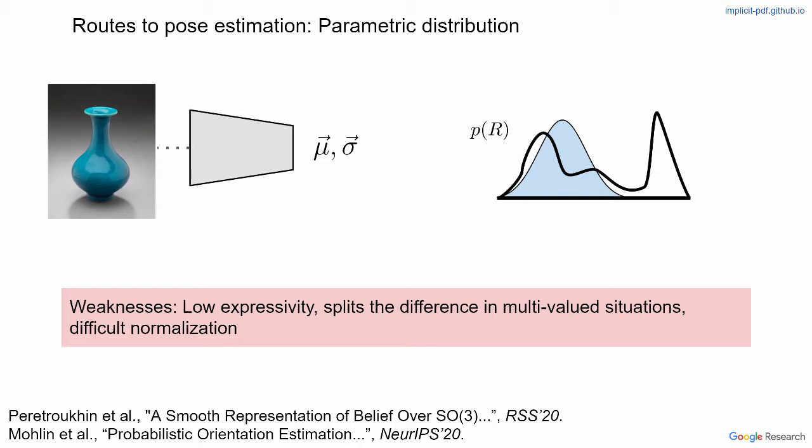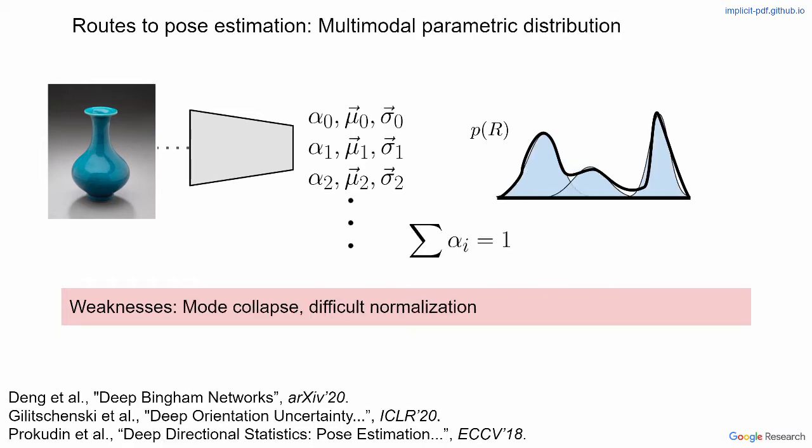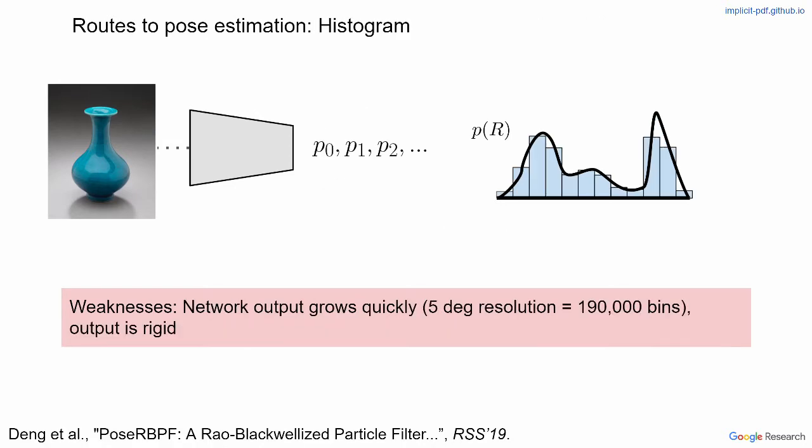Normalizing these distributions is onerous, and they still cannot represent multiple valid orientations. A mixture of parametric distributions can express multiple modes, though with the same difficulties of normalization, and now with an issue of mode collapse. Further, the distributions which can be represented are limited. Another approach is to predict a discrete likelihood grid or histogram. A major downside is that the output lies in a fixed grid, and the size of the network output grows exponentially in the dimensionality of the space.